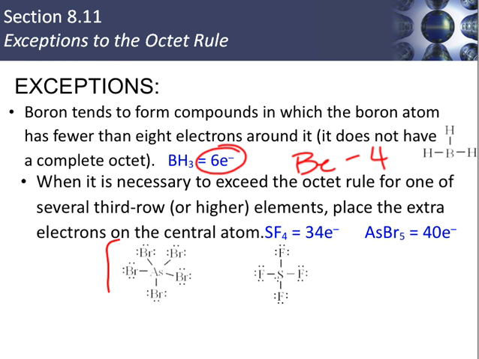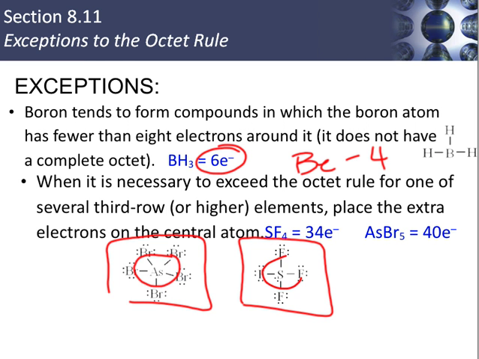However, we run into situations where we have some of these central atoms. What can you tell me about them? How many does As have around it here? 10, and this one has 10 as well. So I thought 8 was the octet. Well, some elements can expand their octet. Which elements can do this?